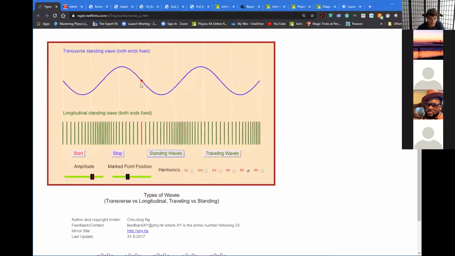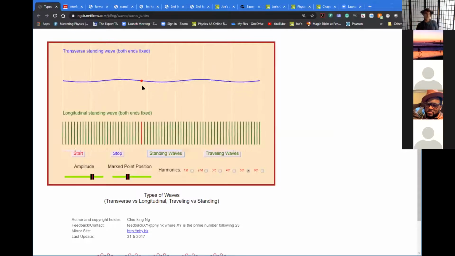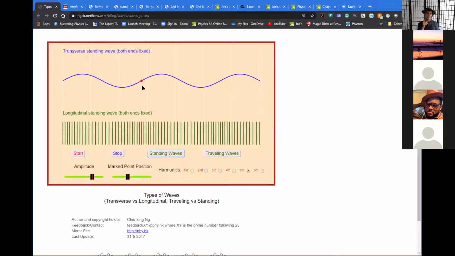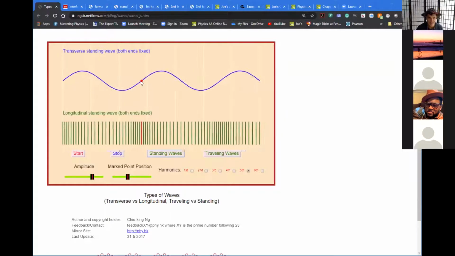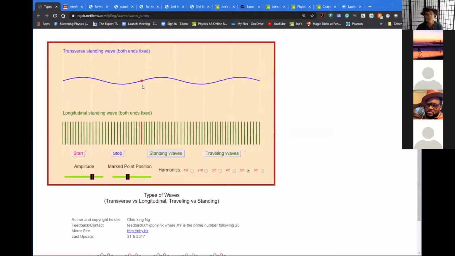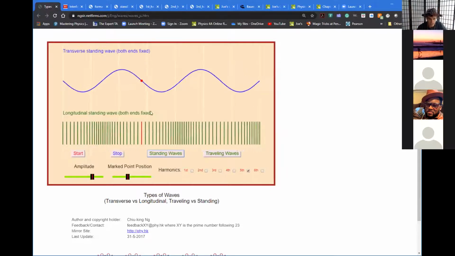So like right here, this little red dot, this is what's called a node. I'll go into this in a second, but this is where destructive interference is always happening. Here, if you notice, this point is not moving at all. Basically, I'm getting destructive interference happening at that point.